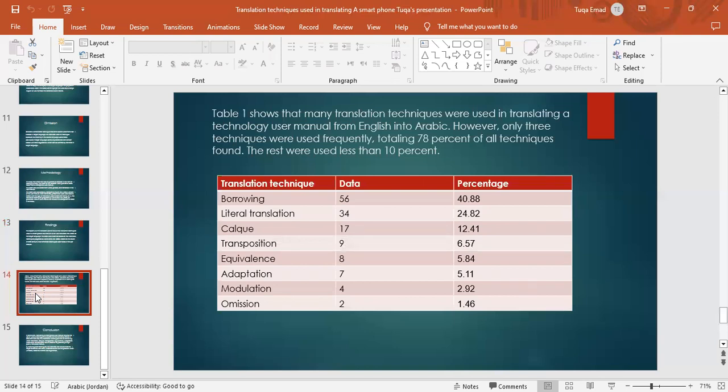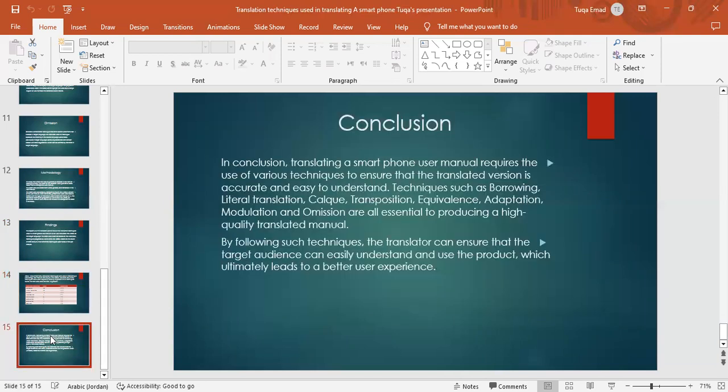As for borrowing, the researcher found 56 data. As for literal translation, the researcher found 34 data. As for calque, the researcher found 17 data. As for transposition, he found 9 data. As for equivalence, he found 8 data. As for adaptation, he found 7 data. As for modulation, he found 4 data. And the last one is omission, he found only 2 data.